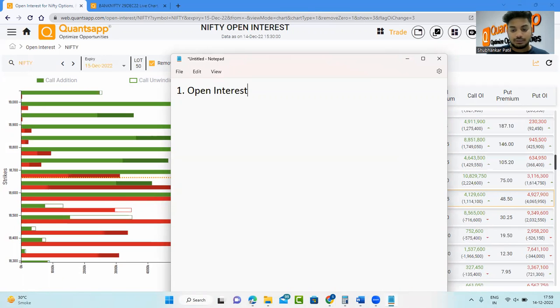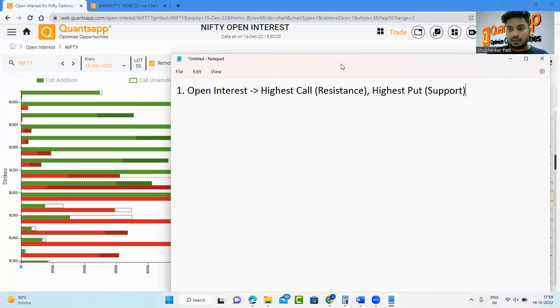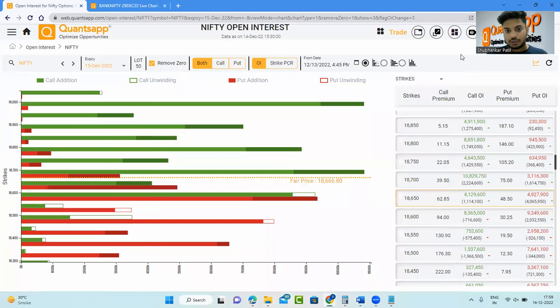Second thing, whenever we talk about options open interest, let's make note of it. First is the highest call. You should always see where the highest call is, which will show us resistance, because that is the strike price where the highest call writers are. Second thing you need to know is the highest put open interest, where the highest put is, which will show us the support. The moment you know the resistance and the support, you will be able to set a target and stop loss for your trade.